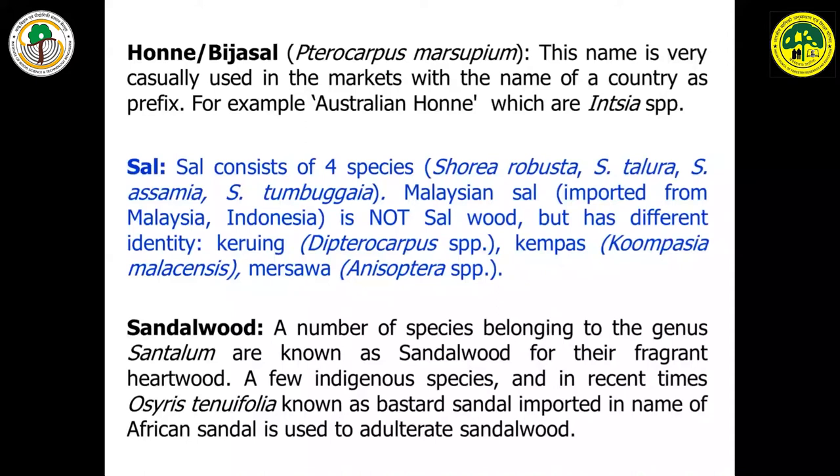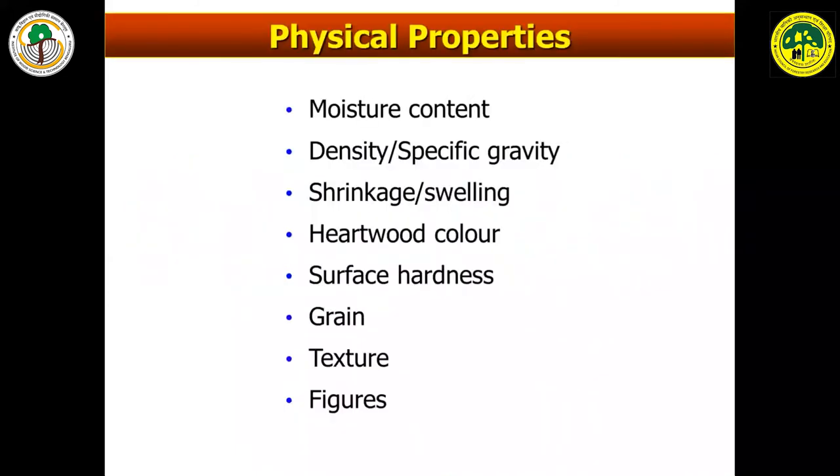And similarly, sandalwood is a precious timber, but it is also being adulterated with different types of woods, particularly the Osiris wood, which is imported from Africa. It is also called African sandal. Its structure and looks are like sandal, but it is not sandalwood, and one has to be very cautious while using sandalwood from the market, because sometimes they put the sandalwood scent on the Osiris and it looks like sandal.